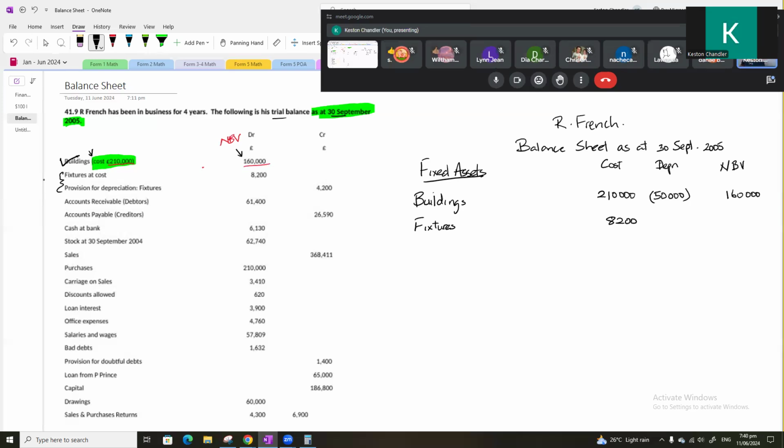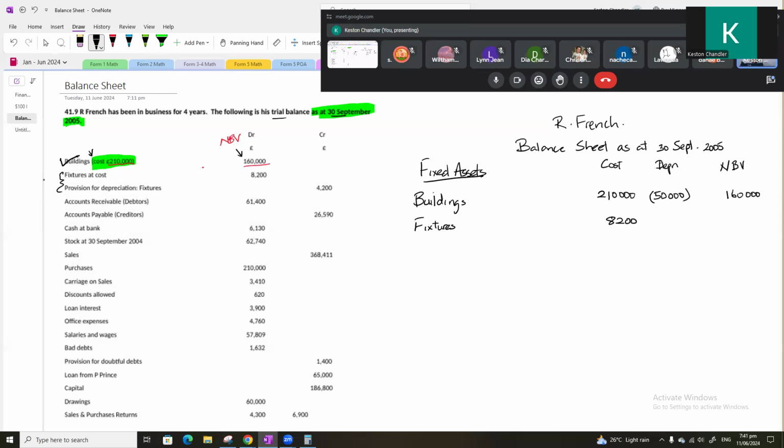Everybody good, right? That's like shelving, you know, you go to a store and they have racks to put things on, the cash counter, right? All of those types of fixtures and fittings, as we refer to them when recording in our accounts. So our cost is 8,200. This provision for depreciation for fixtures is 4,200. We have to add this year's depreciation, right?